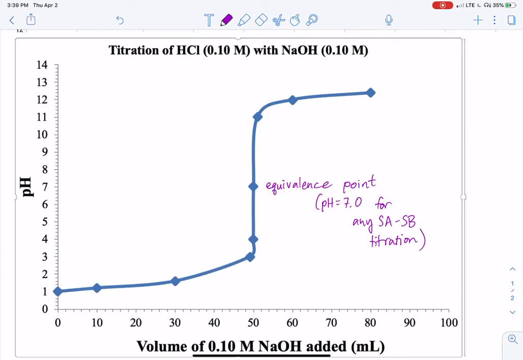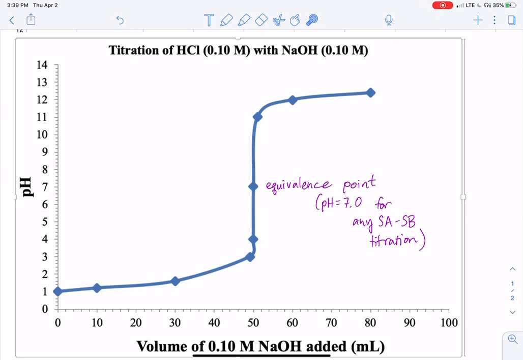So after I hit the equivalence point, hydroxide starts controlling the pH of the solution. So the pH really jumps up, and then eventually it levels out. So a typical pH curve for the titration of a strong acid with a strong base is going to look like this. It's going to have this shape.